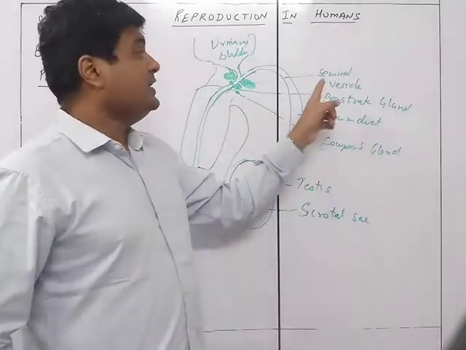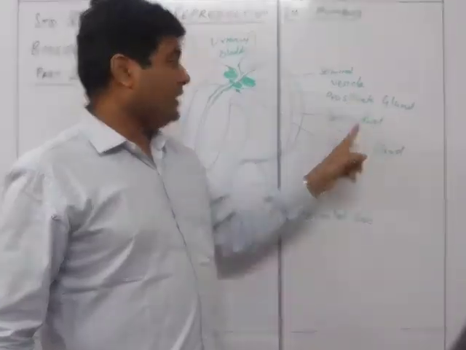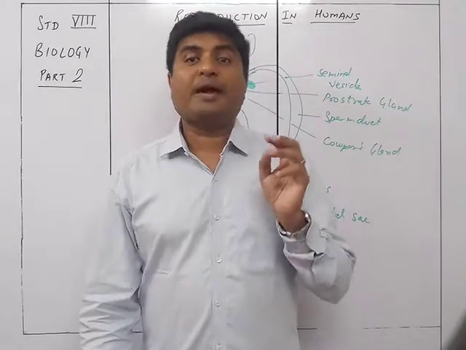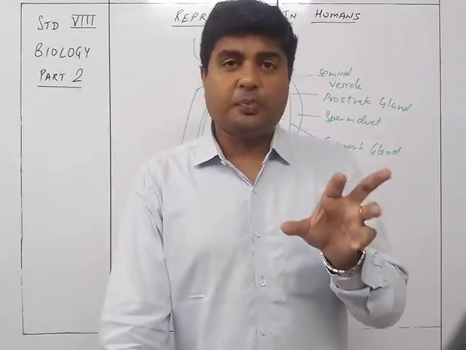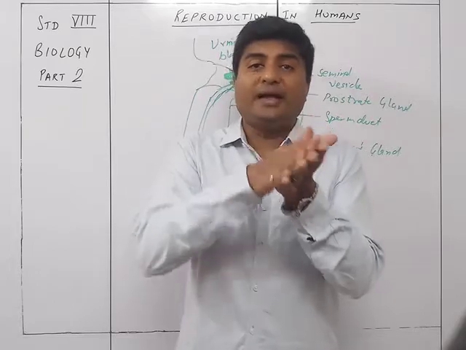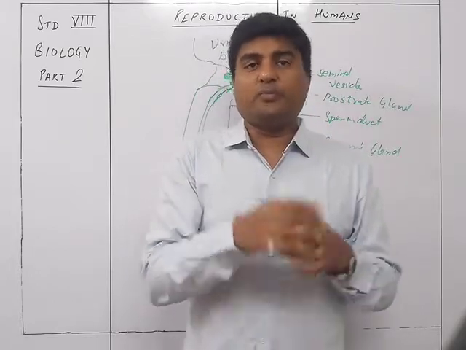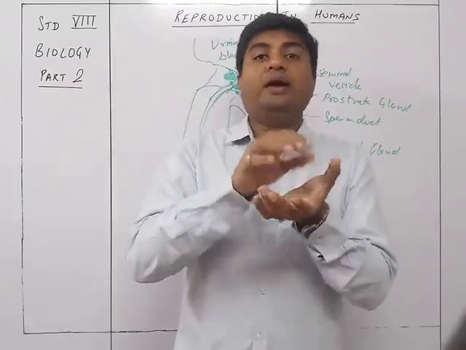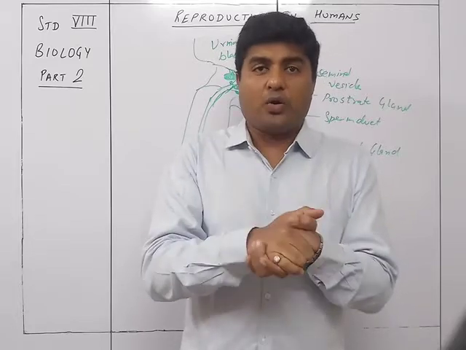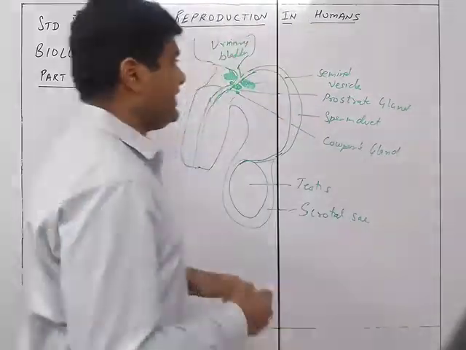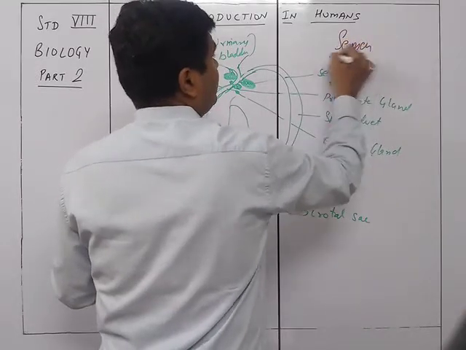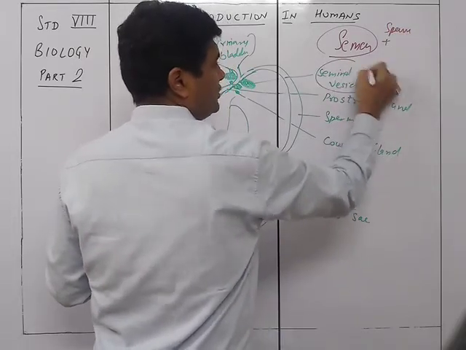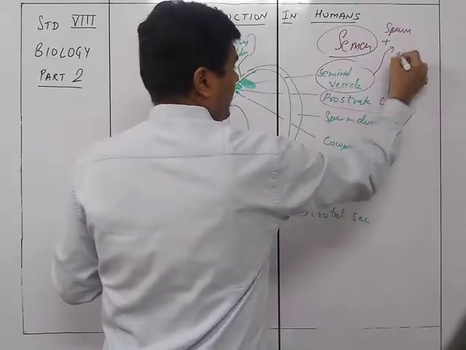So what are the three glands over here? The seminal vesicle, the prostate gland, and the Cowper's gland. These three glands add fluids to the sperm so that it gets mobility, along with other properties such as lubrication. That is why the complete fluid given out by the male is called semen, which is a combination of sperm plus the fluids from this one, this one and this one.